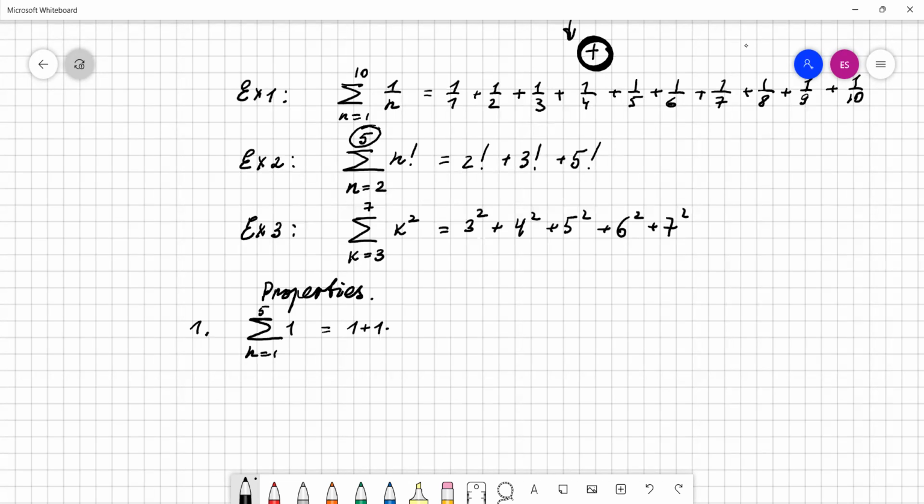It's 1 plus 1 plus 1 plus 1 plus 1, that is 5 times 1, right? It's going to be just 5. So the rule is this: if you have n from 1 to some number m of ones, that's going to be m ones. Let me write down m first. So there are m ones in this sum.